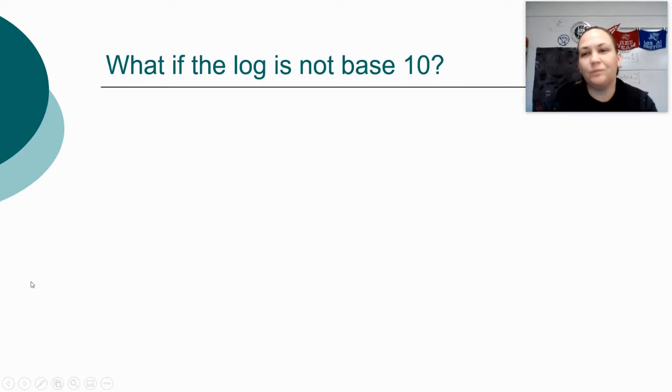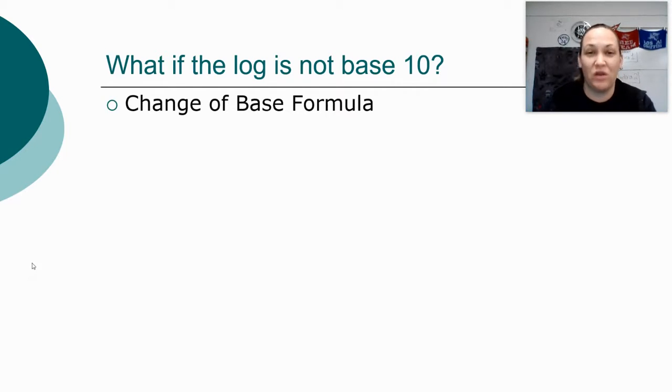But what if our log isn't a base 10? Because if the only button on my calculator is for a base 10, what do I do if I don't have a base 10? So for that, we have something called the change of base formula. The change of base formula will take a log with any base and change it into a base 10, which is known as getting it calculator ready.